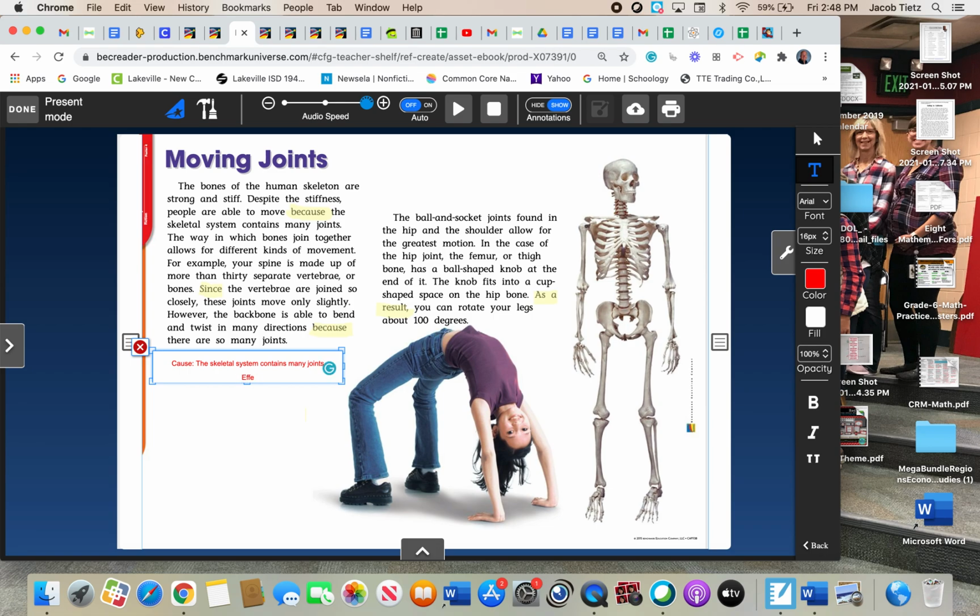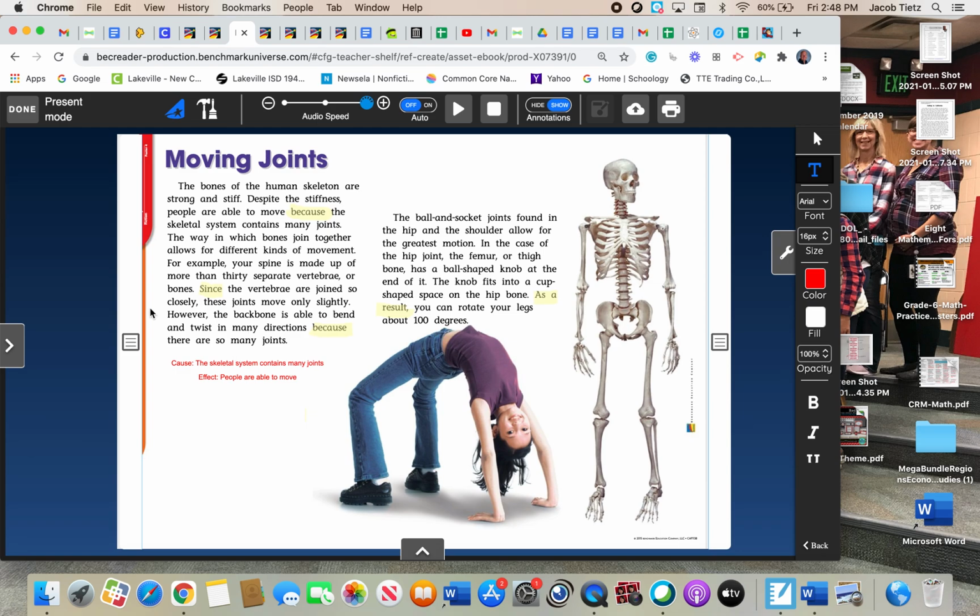The effect of that is, it says, because the skeletal system contains many joints, what does that mean? It means people are able to move. The sentence itself says, despite the stiffness, people are able to move because the skeletal system contains many joints. So people are able to move because there are so many joints. Okay? So let's go down to the word since and see what that one says as well.